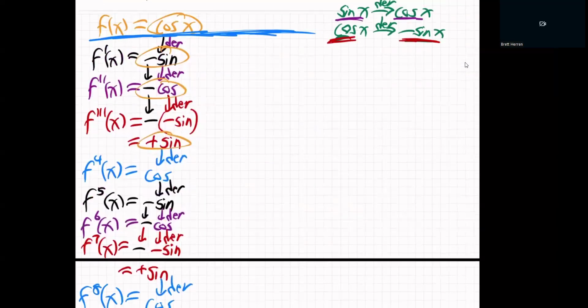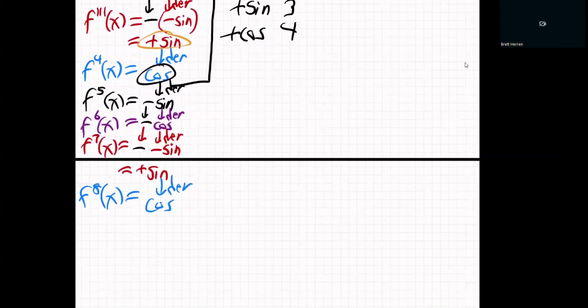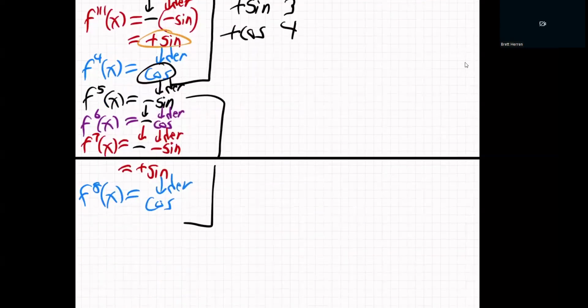Now let's look at the pattern again, starting with this derivative. So it goes all the way to there. So it's what? Negative sine for the first derivative, negative cosine, positive sine, positive cosine, for the first derivative, second derivative, third derivative, fourth derivative, right? And then the same repeating pattern, right?